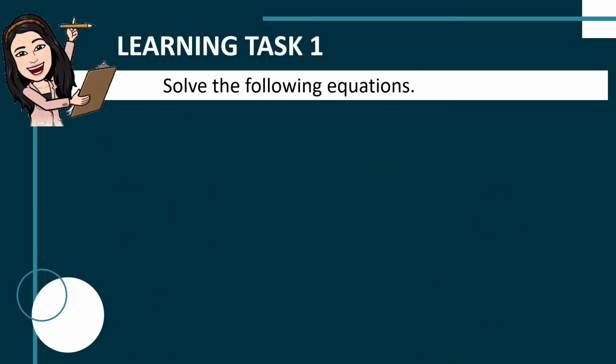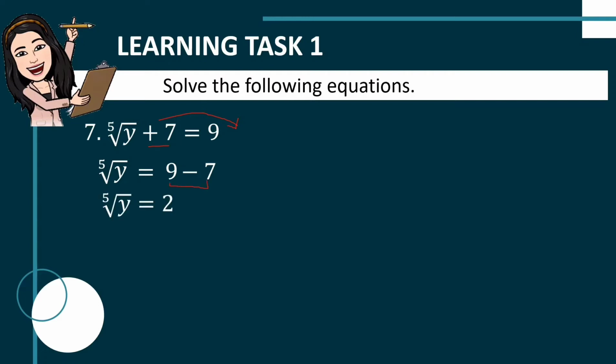Let us have this number 7. Our given is fifth root of y plus 7 is equal to 9. So here, i-transpose natin si positive 7 to the other side. So this will become fifth root of y equals to 9, positive 7 will become negative 7. Simplifying, 9 minus 7 is equal to positive 2.